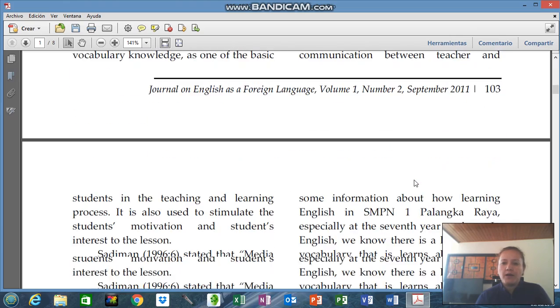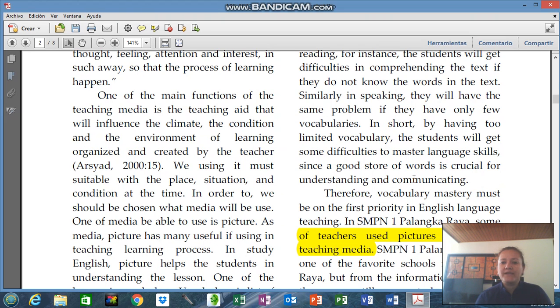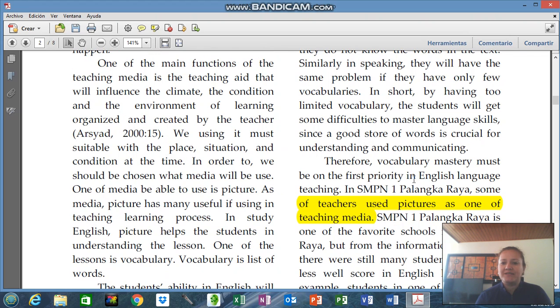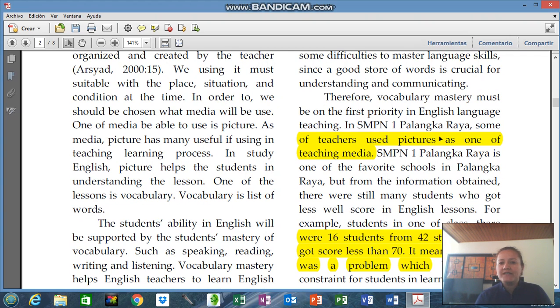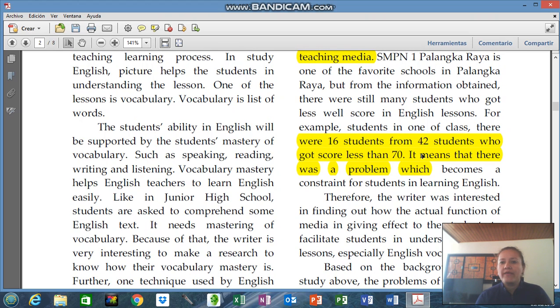If we keep looking at the document, this is like general data of what the research is going to be about. First, it says the teacher used pictures as one of the teaching media. Then we have here another part that indicates that it is quantitative. Yes, there were 16 students from 42 students who got a score less than 70. It means that there was a problem.